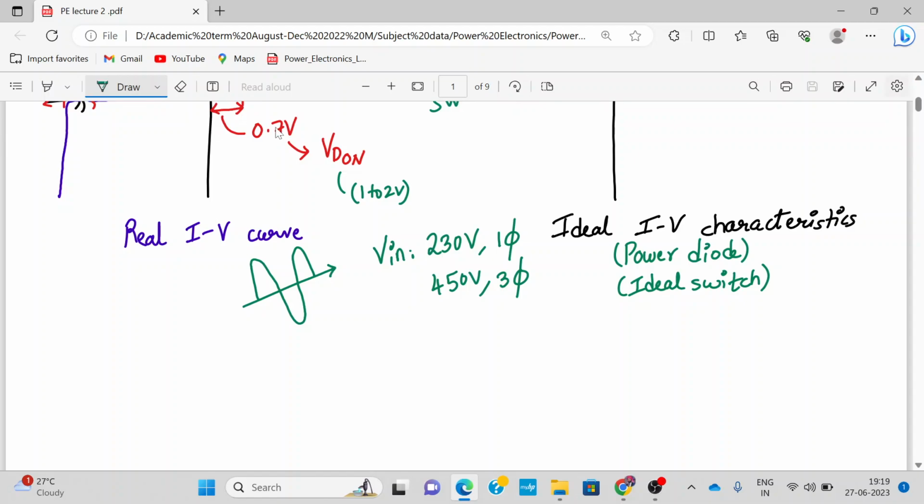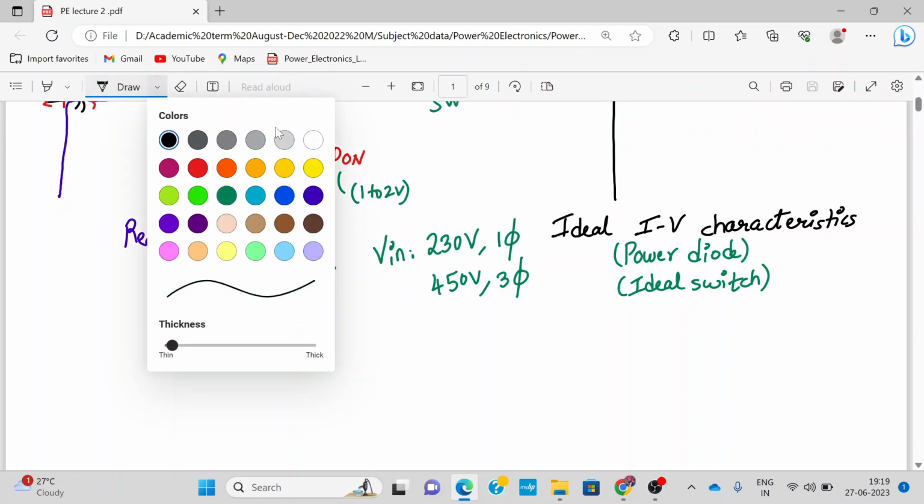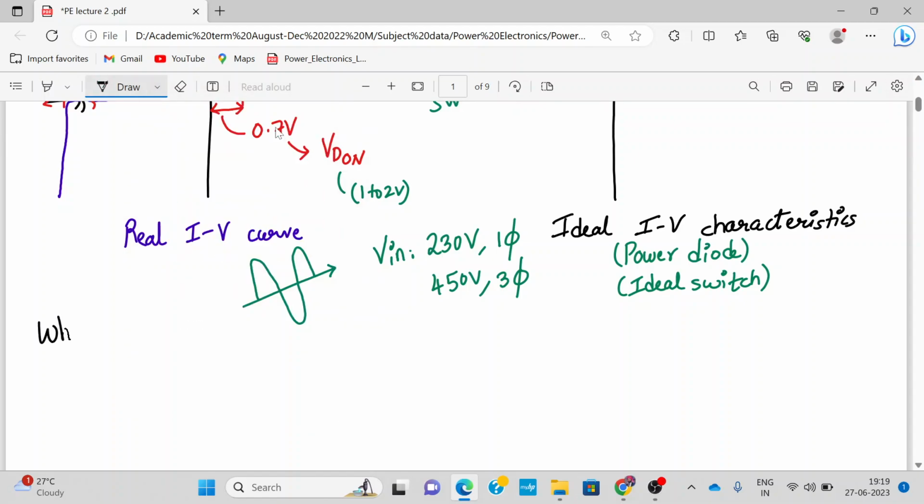Now I hope you have understood why we go for an ideal power diode. The reason being, the input is quite large and the VD on drop is quite low. So this drop can be neglected as compared to these input voltages. That's why we go for ideal power diode characteristics also. Alright. Now next we will study about AC and DC signal.